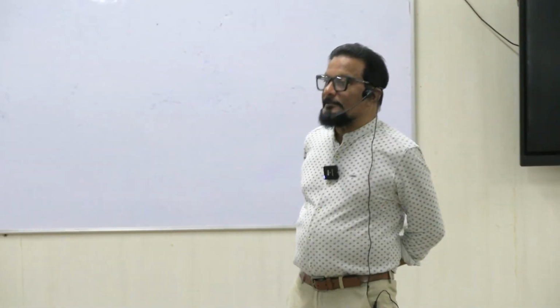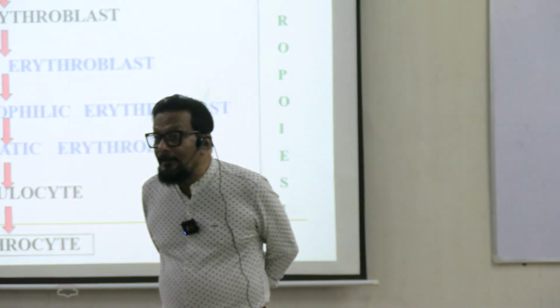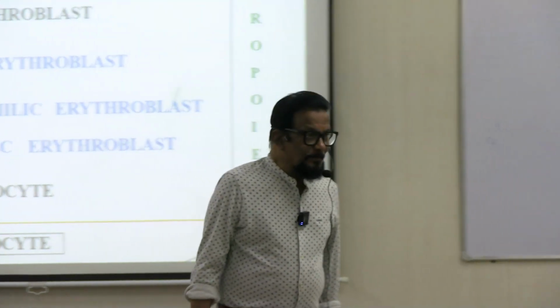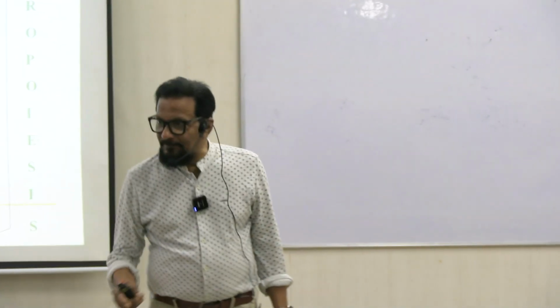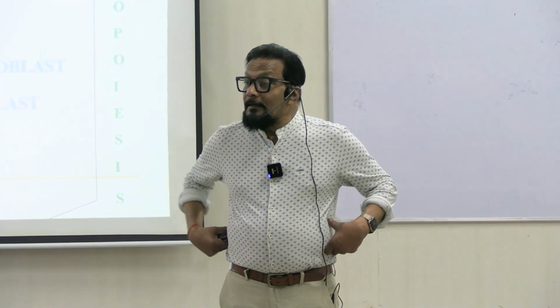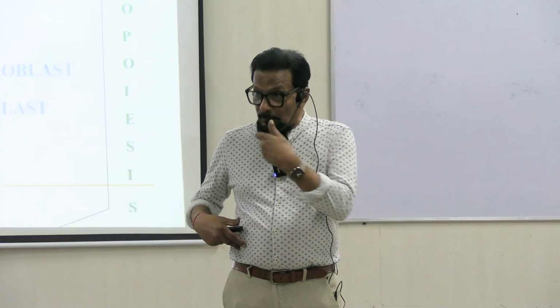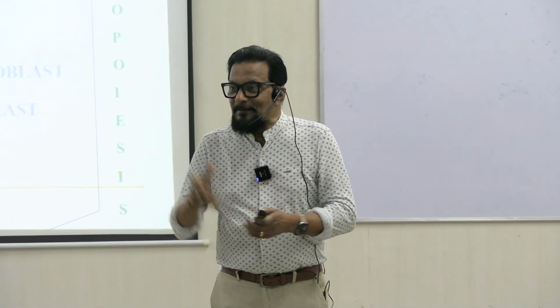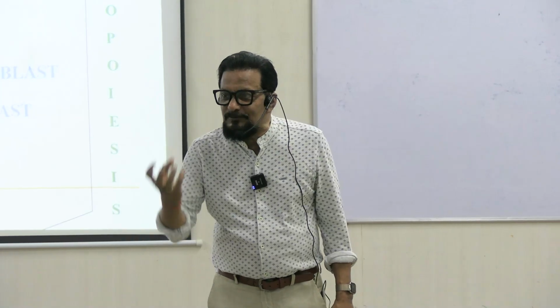Sir, the kidney doesn't produce erythropoietin, and the stomach doesn't secrete erythropoietin. Then what is the relation? Okay, think about it. When I describe the factors, one of the factors is vitamin B12. If part of your stomach is removed, what will happen? Because of the absence of this, vitamin B12 will not be absorbed properly.